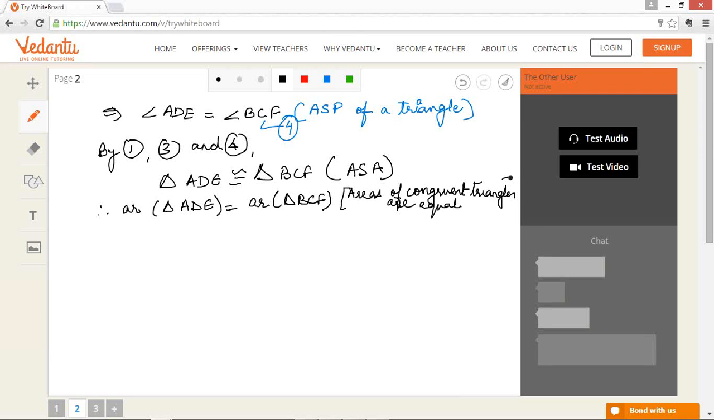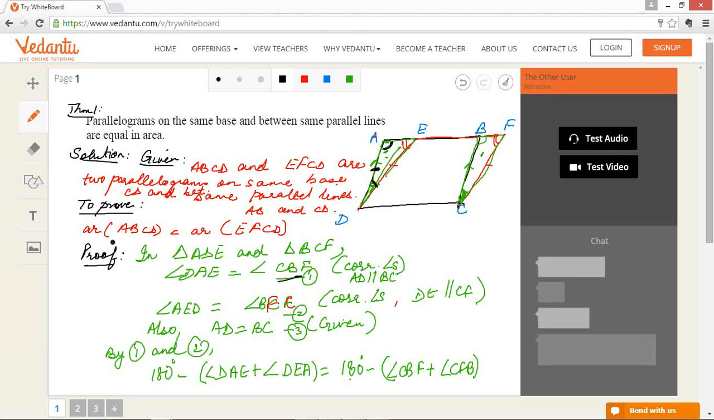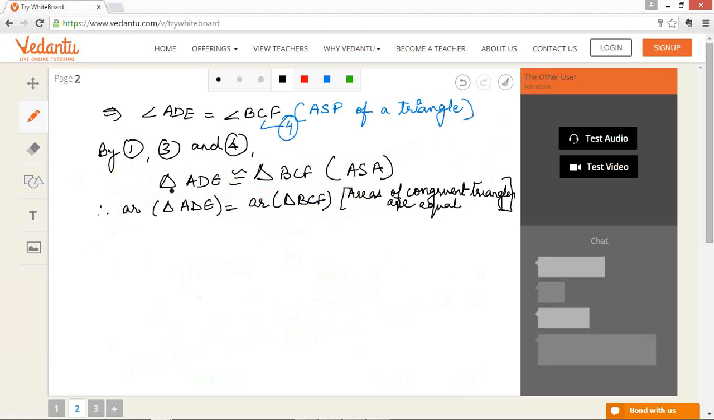I'm writing the reason just to make you aware that writing reasons is very, very important in geometry. Okay, now the answer doesn't finish here. What we need to prove is, let's look back, that the areas of the two parallelograms are equal, and we have just proved the areas of the two triangles are equal. So how will we proceed? We'll move with the common part, that is EBCD. If we add the two equal areas to the common quadrilateral, we can get the result. So let's try to do that.